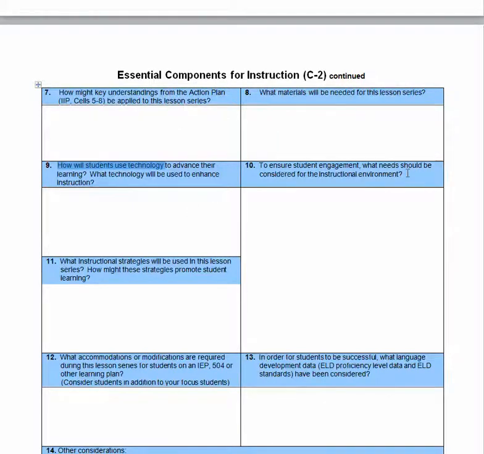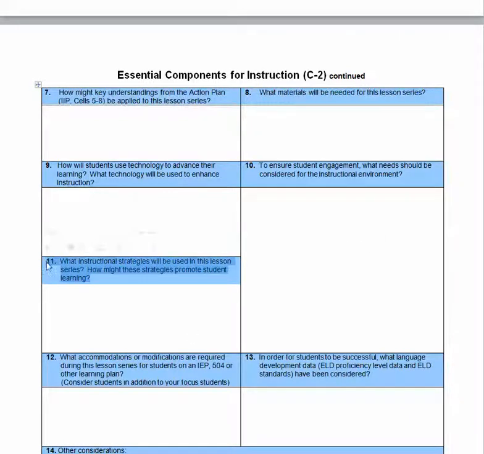Okay. Number 10 is just to ensure student engagement. What are some of the things that you need to consider in your instructional environment? To keep your students engaged in this topic, what are some things you should take into consideration, such as their cultural background? And again, you can pull from your Module A, your context for teaching and learning. You can pull from what you already know about your students and your class to give some ideas here. How are you going to keep your students engaged in this unit, in this topic, as they work towards the goals of the unit?